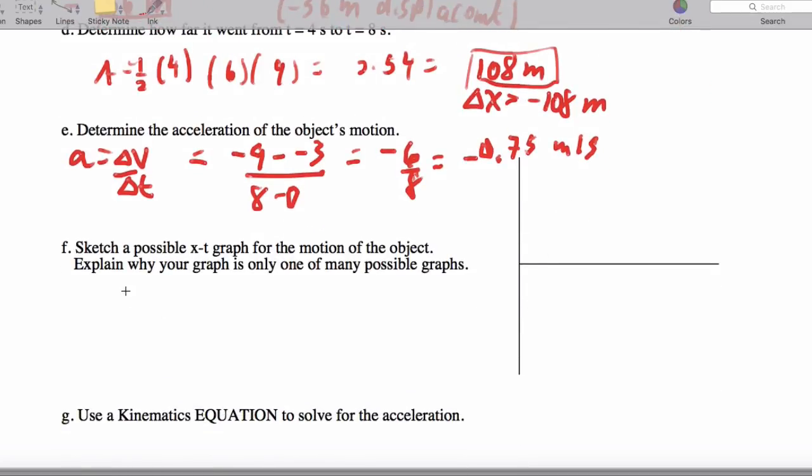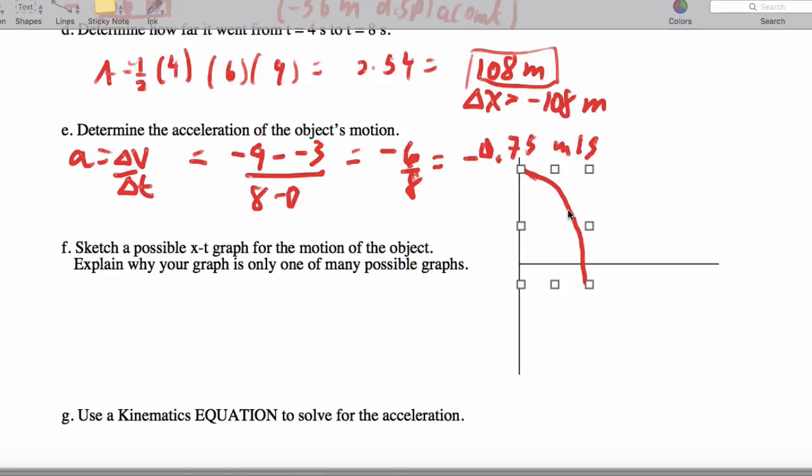Now, a possible x versus t graph, well, one thing is that we need a non-zero slope because we're going backwards. So I do need to start off with kind of a negative slope like that, and it's gaining speed, so we're going to see a graph like this. Okay, and it should be a curve. I'll just stretch this out a little. That's a little bit better.